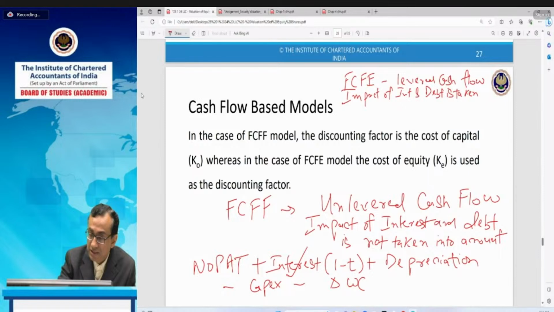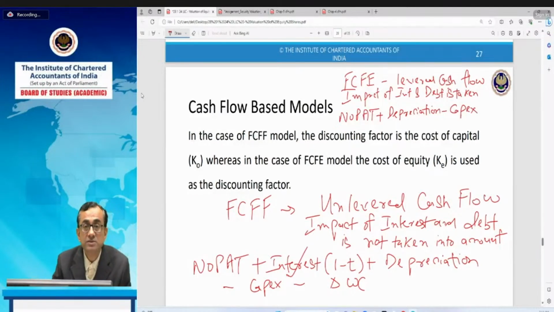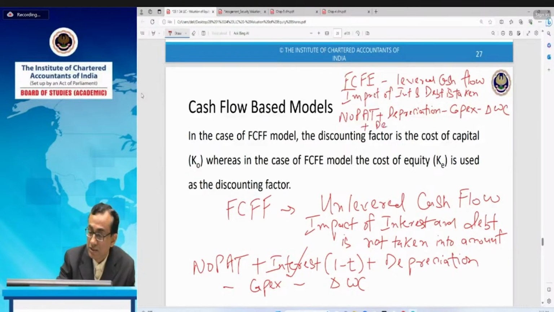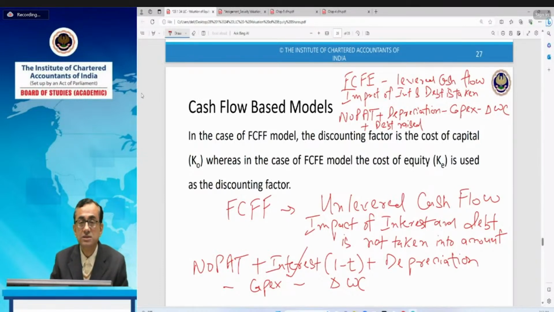So it is calculated as NOPAT, that is net operating profit after tax, plus depreciation, minus capex, any capital expenditure is deducted, minus any change in working capital is deducted, then any new debt raised, because if any new debt is raised, cash flow is coming, therefore it is added, and any debt which is repaid is also deducted. That is a cash outflow, therefore it is deducted.